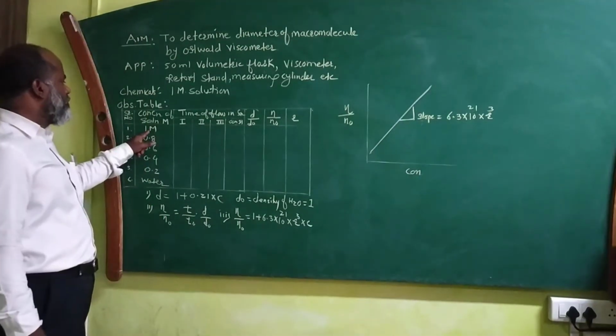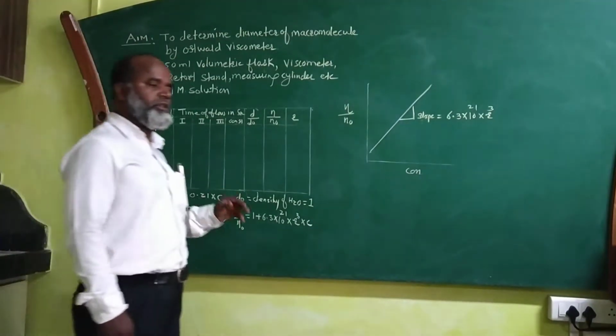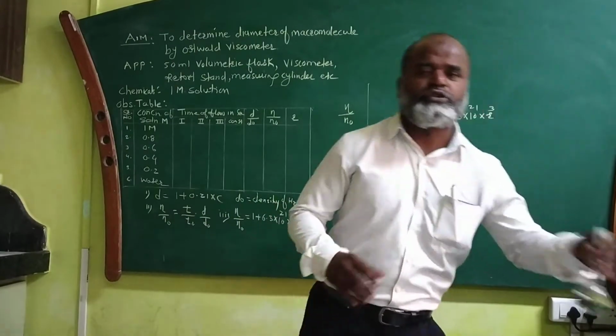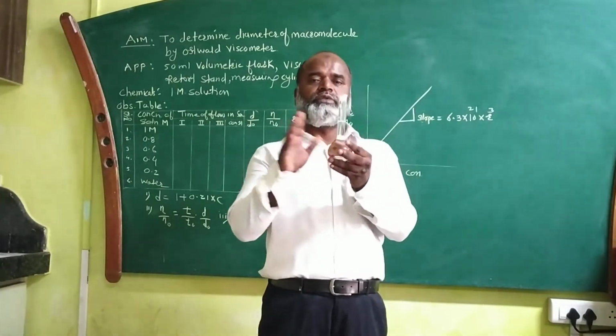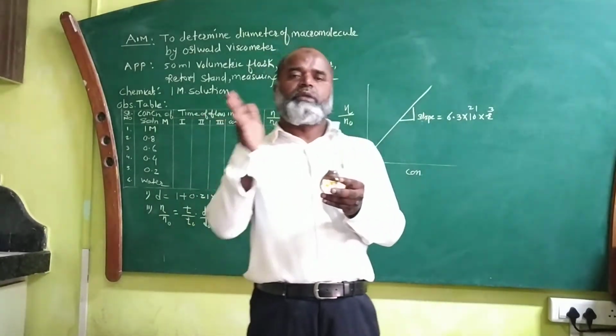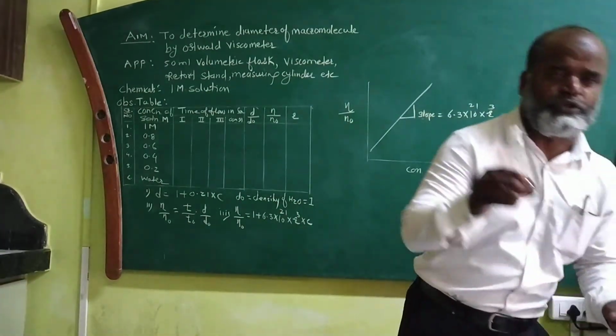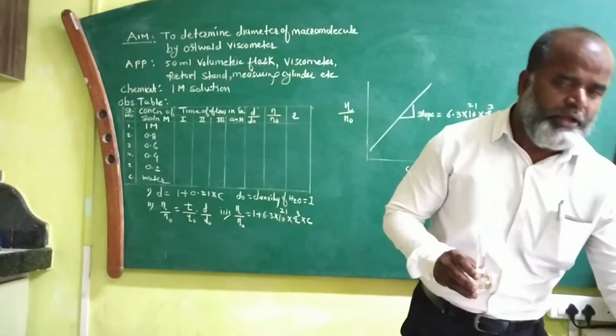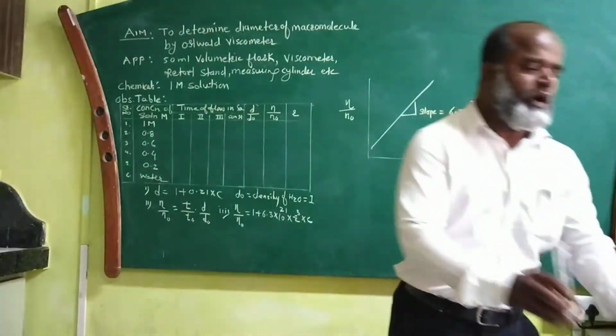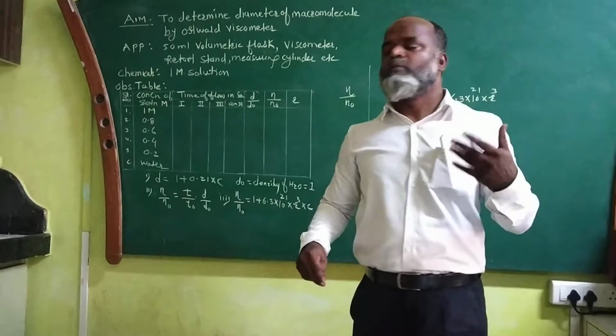Now, you will be given only one solution. Look here, only the 1 molar glycerol solution is provided. From this, with the help of the dilution technique, we will prepare 0.8, 0.6, 0.4 and 0.2. I have already prepared 2 solutions. This is 0.8 and these are 0.6. You are supposed to prepare 0.4 and 0.2.